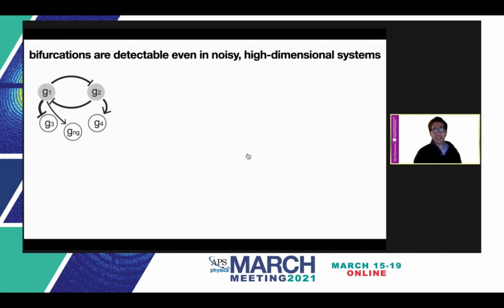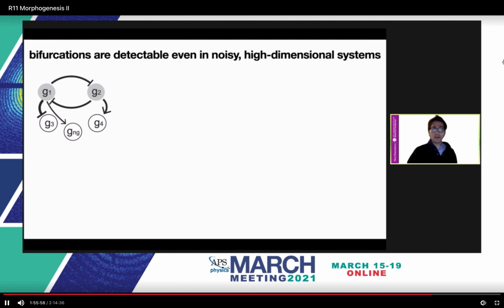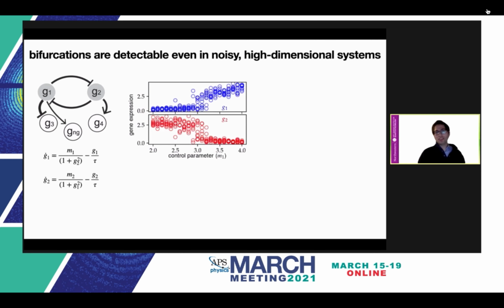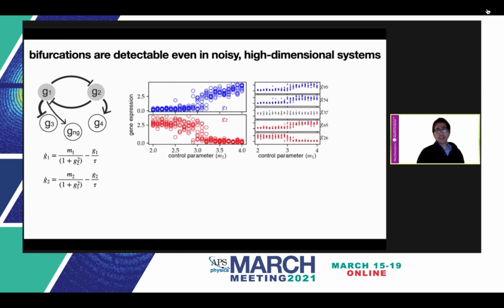Maybe we can do it in higher dimensions in silico. So we drew up this gene regulatory network where gene 1 inhibits gene 2, which inhibits gene 1. Write down some equations. This is nice because it exhibits a transcritical bifurcation as a function of this control parameter M1. And we can hook it up to lots of other genes in some noisy system to get a robust covariance matrix that's somewhat realistic of biological systems.